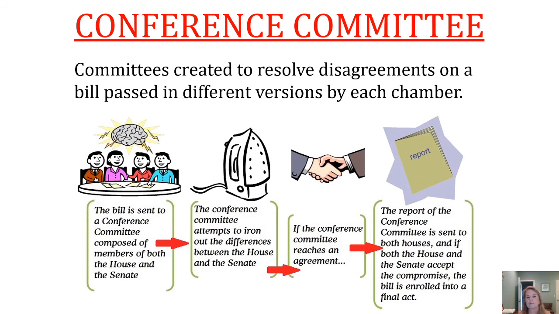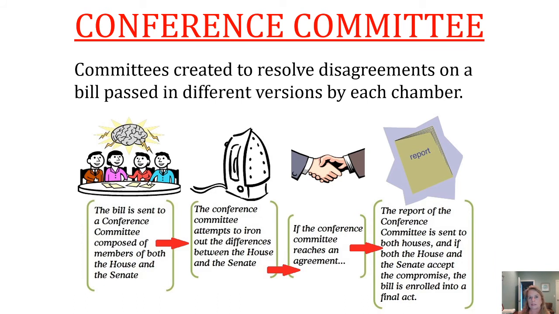And then the third type of committee is a conference committee. The other 2 types of committees that we just talked about, House is separate, Senate is separate. They have their separate committees. Conference committee is the opposite. It's created to resolve disagreements on a bill passed in different versions of each chamber. So here's a bill that's passed in the House, it goes to the Senate. Senate likes most of it, but there's some revisions that they want to make.